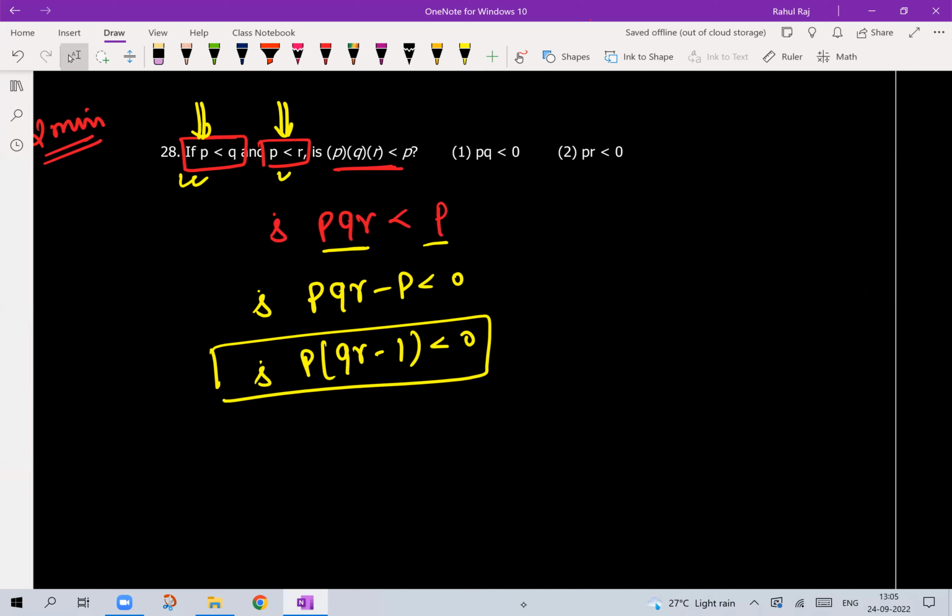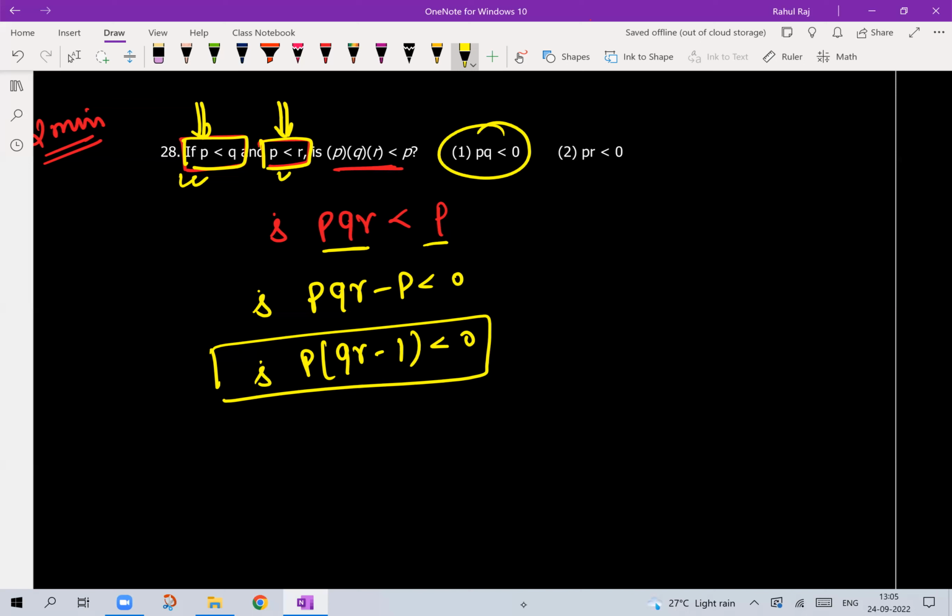Clear? So my question now becomes, is P into QR minus 1 less than 0? Simple logic. But be very sure about the information that is given to you in the question. P is less than Q, P is less than R. Option number 1 says what? PQ is less than 0, right?